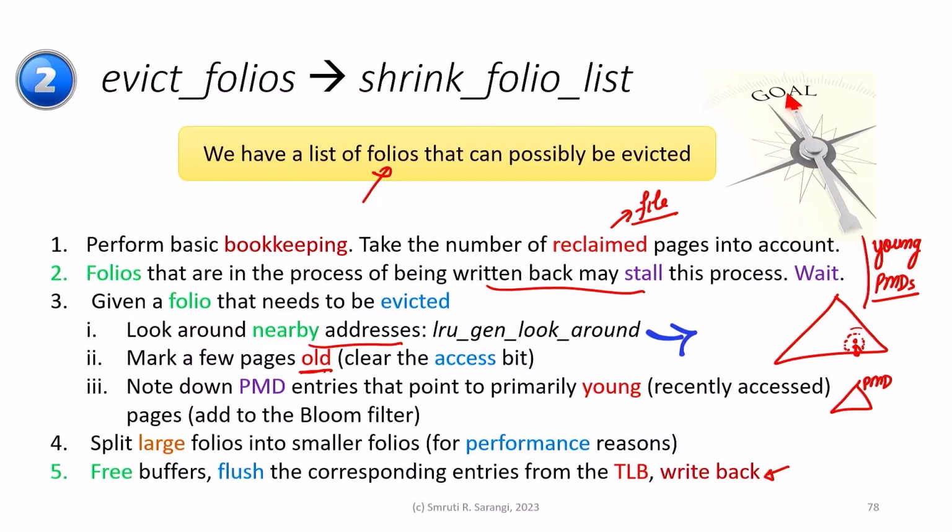In this case, you free your buffers and you flush the entries from the TLB and write them back. So when something is being written back, it has to be flushed from the TLB. The page table has to be updated to say that now it is in the swap space, and you tell your IO subsystem to actually write the page back, right?